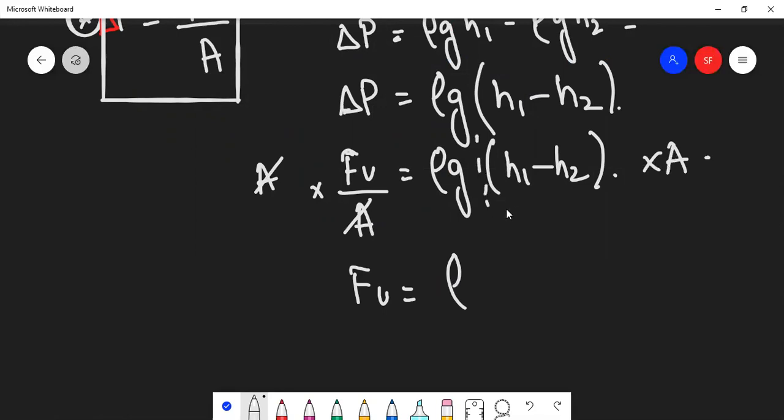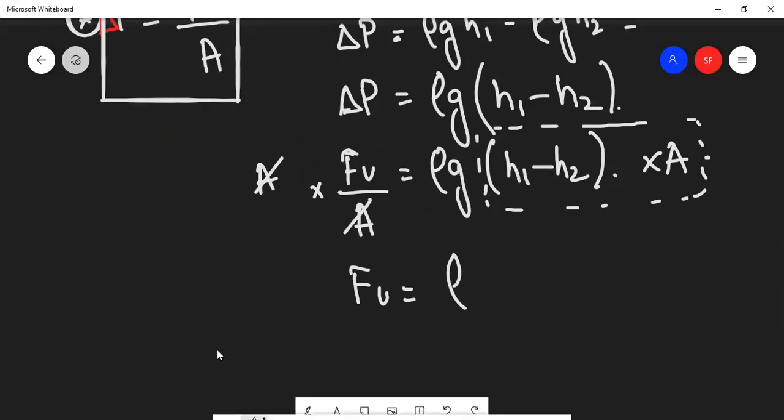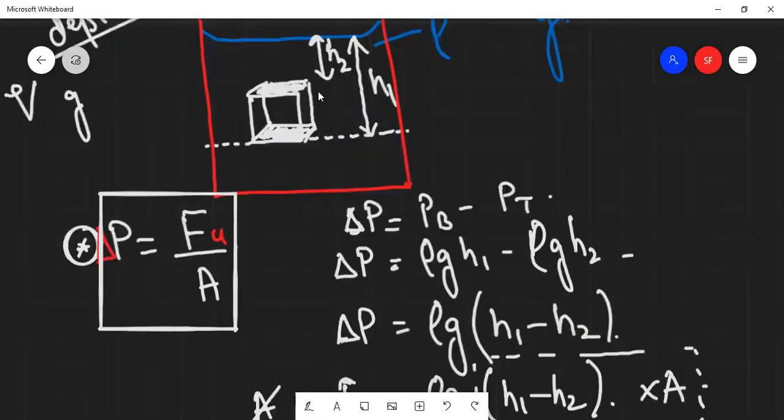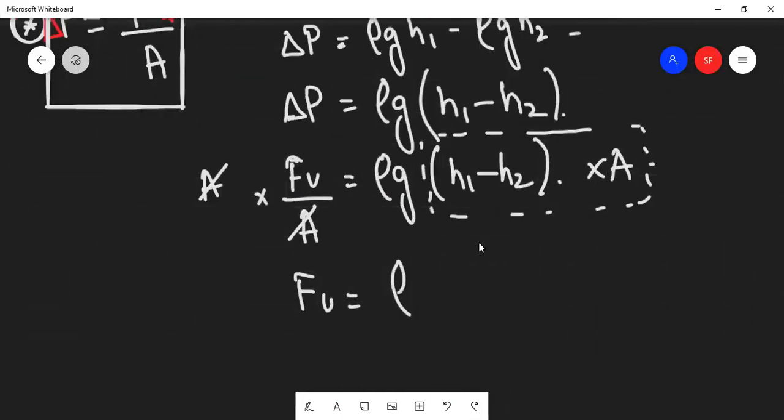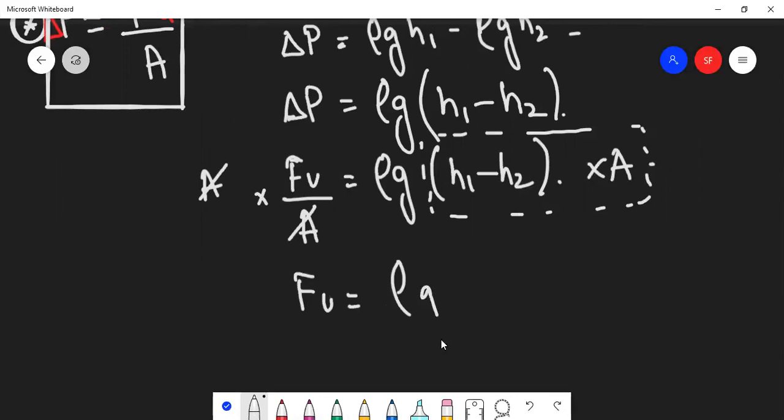Now area into change in height, h2 minus h1. This h2 minus h1 is actually the side length, the length of one side, right? And when you multiply that by the base area, you get the volume of this object. So the g stays constant, the rho stays constant, but instead of h1 minus h2, which is actually the length, and area, when they multiply, you get the volume. This is the volume of this object which is immersed.